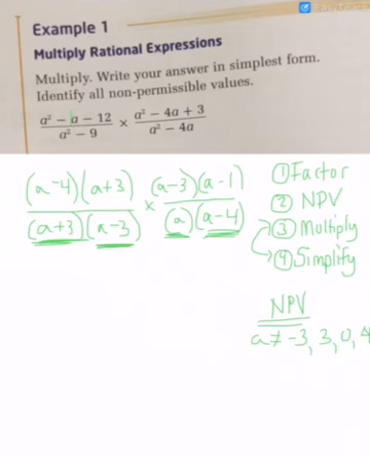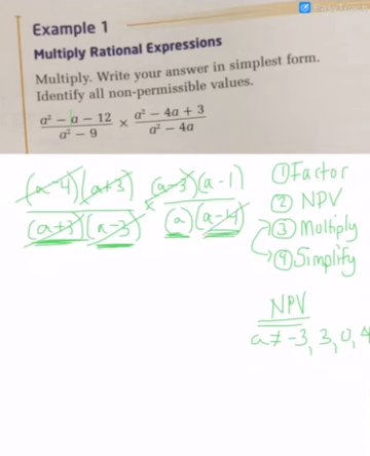Next step, you can either multiply them all together and simplify, or simplify and then multiply. So when I look at this, I actually see there's some things on the top that can cancel with some things on the bottom already. So I could simplify the a minus 3 and the a minus 3 by dividing them out. I could simplify the a plus 3 and the a plus 3 by dividing them out. And I could simplify the a minus 4 and the a minus 4 by dividing them out.